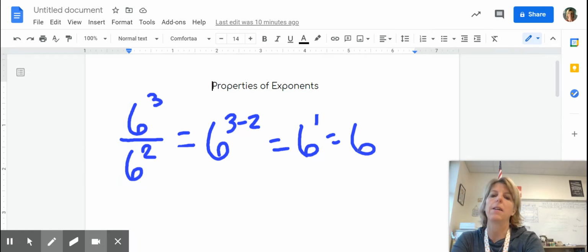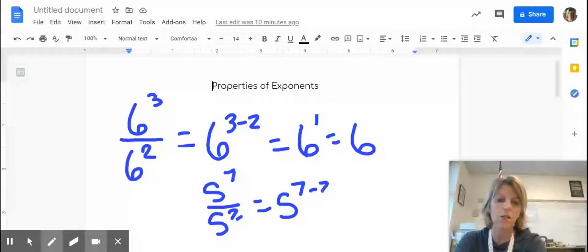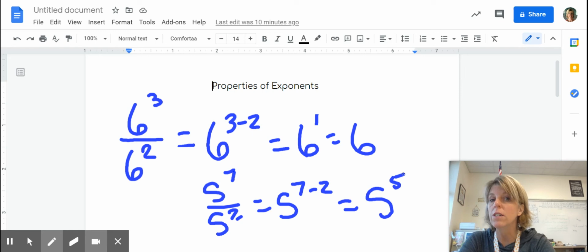So if I had something like 5 to the 7th divided by 5 squared, that would equal 5 to the 7 minus 2. So if you divide, you subtract. That would be 5 to the 5th. And to take it one step farther, I could literally do 5 times 5 times 5 times 5 times 5, and that would be my actual final answer.